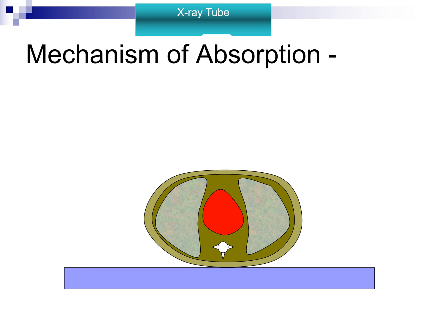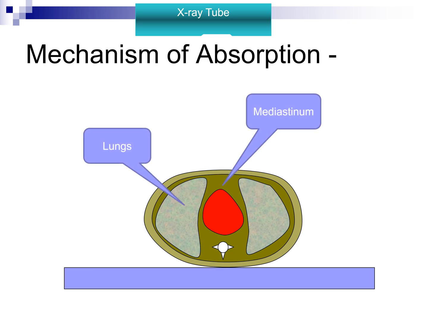Here we have a typical AP chest radiograph, and the chest is shown in a cross-section. The large gray structures on either side of the chest are the lungs, and the organs in the middle are the mediastinal structures: the heart, great vessels, and spine.